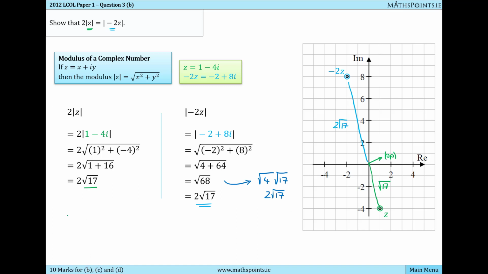And so finally we can see, hence, 2 by the modulus of z is equal to the modulus of minus 2z. Both are equal to 2 root 17.